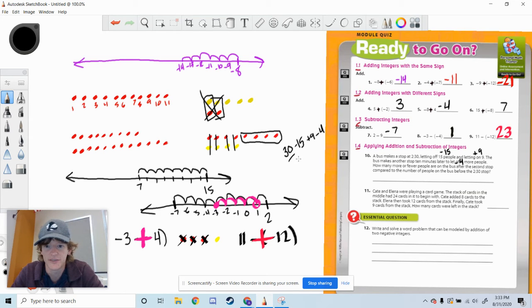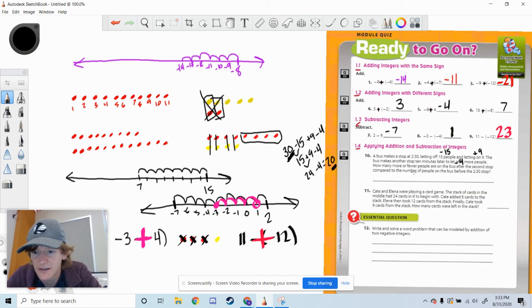So 30 minus 15, well, that's 15, plus 9 minus 4. So it's grouping those together. 15 plus 9 is 24, minus 4 is 20. So we had 30 at the very beginning of this story, and now we have 20. So did we have more or less before?